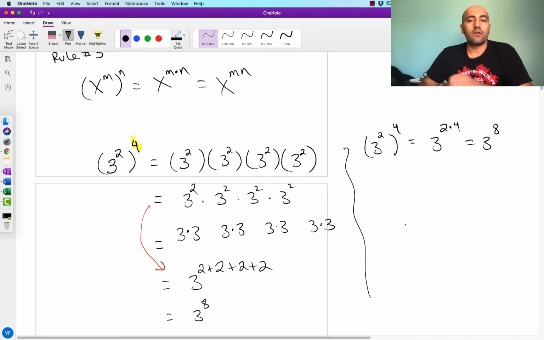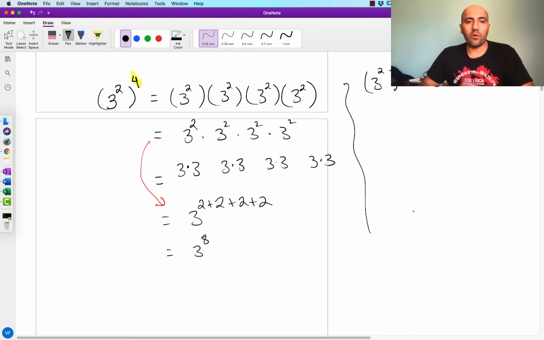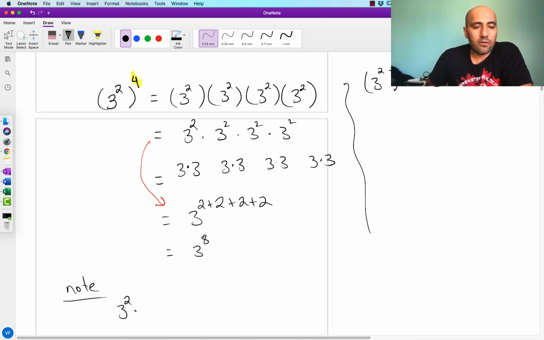That's our shortcut. Do not confuse this with the other one, right? So this is rule number 3. Rule number 2 gets confused very often, right? So let's note that it's different. If we had 3 to the second power times 3 to the fourth power, this would be a case of rule 1. Two exponential numbers being multiplied with the same base. Rule number 1 says, what do we do? We add the exponents. This is 3 to the power of 2 plus 4, which gives me 3 to the power of 6, right? That's different from here.